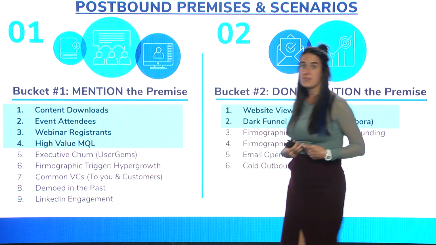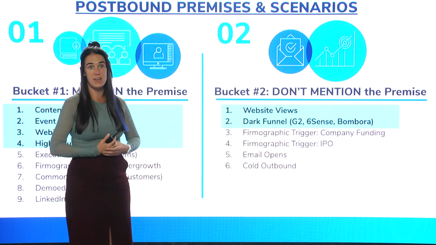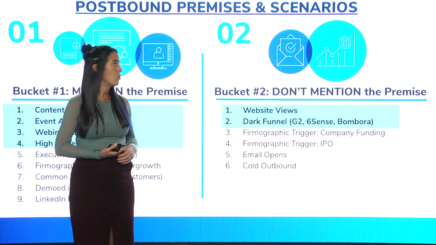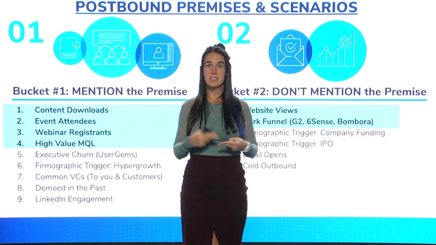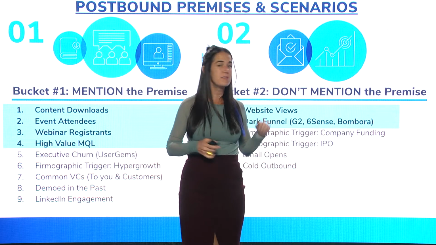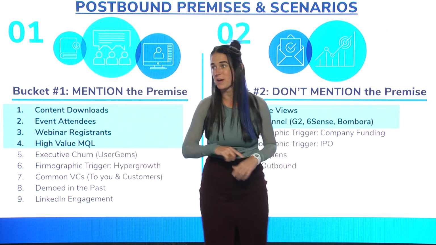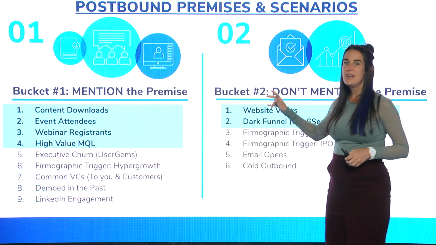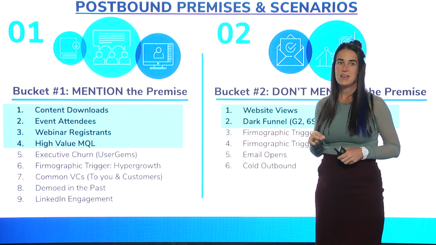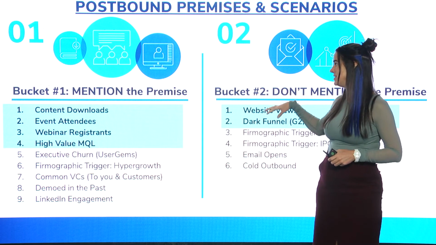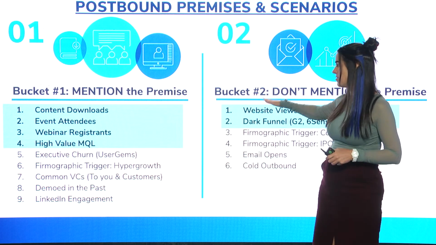Here is an exhaustive list of all of the sequences that I build within Outreach for every company that I have been a part of. So we have two buckets here of scenarios. We have postbound premises and scenarios, and then we have premises that you should mention and then premises that you shouldn't mention. So let's start with bucket one. Bucket one is the sequences that I have built where you would mention the premise. So this is content downloads, event attendees, webinar registrants, some of the usual suspects. But then there's some other sequences in here.